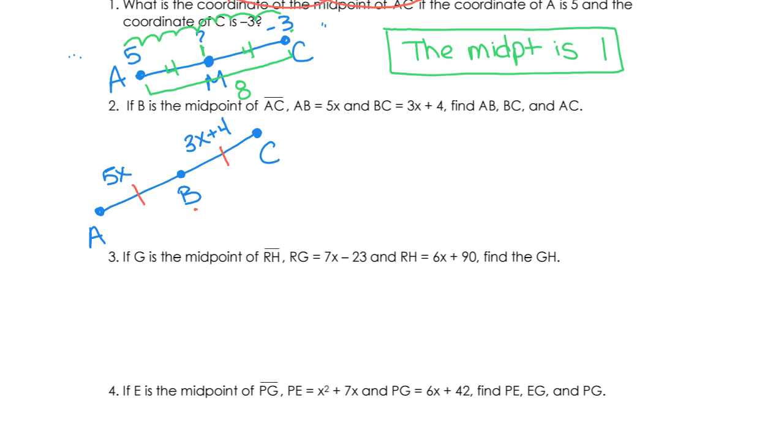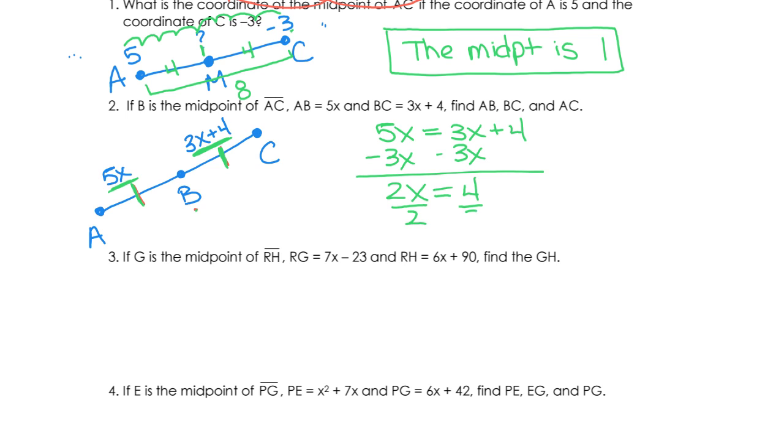And we would set it up as part plus part equals whole, but we don't have the whole, but we don't need it. Because B is the midpoint and we know that this segment is equal to this segment, then this expression is equal to this expression. And we have an equation that we can set up where we have an equal sign, and we could go ahead and solve that equation, and we'll have x equals in the end. So we're going to go ahead and subtract 3x. And we end up with 2x equals 4. We're going to go ahead and divide by 2, and x comes out to equal 2.